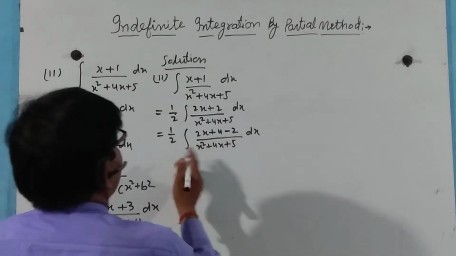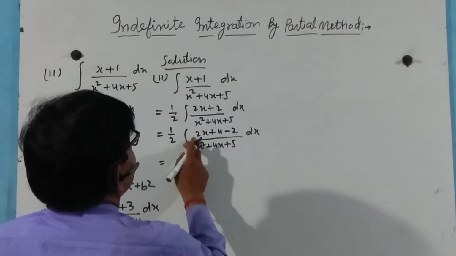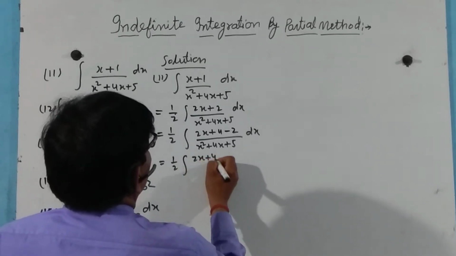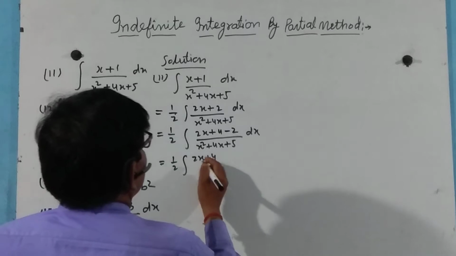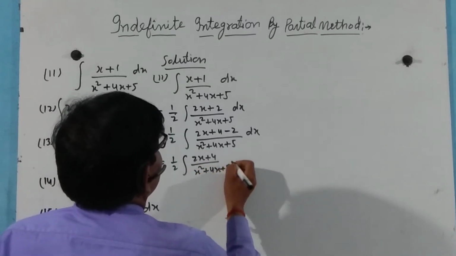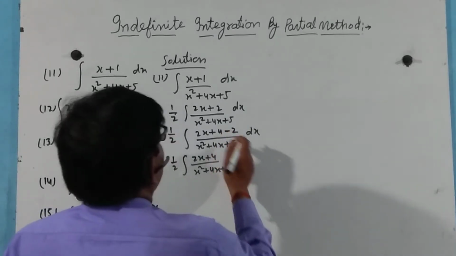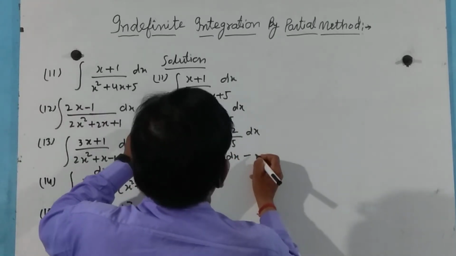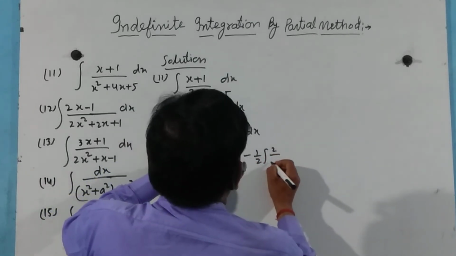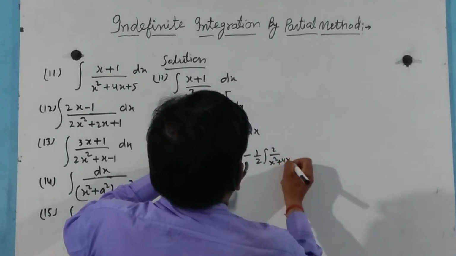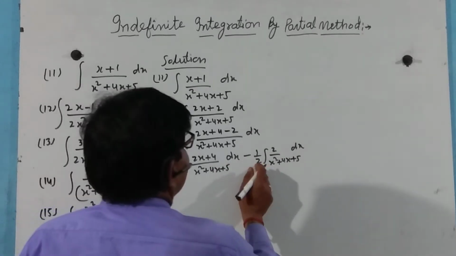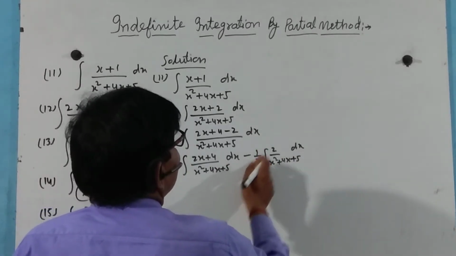Now this can be written as 1 by 2 integration of 2x plus 4 divided by x square plus 4x plus 5 dx, and this is minus, so that minus 1 by 2 comes here, integration of 2 by x square plus 4x plus 5 dx. Now the 2 and 2 can be cancelled.